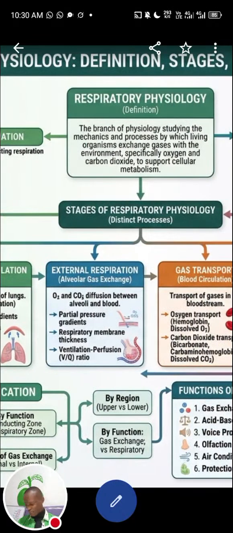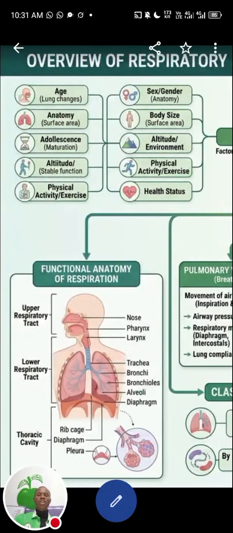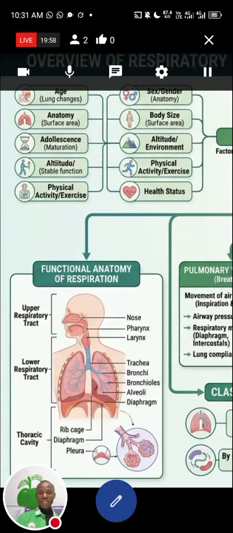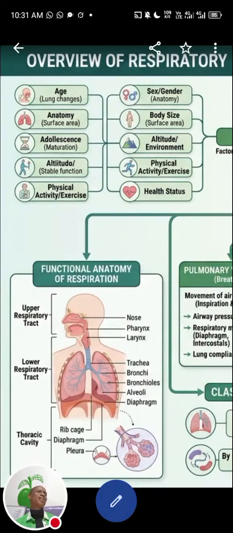Now, the next thing you want to look at is the functional anatomy of respiratory physiology. Now, this is too concise because this does not give us the functional anatomy as we want. After the nose is the nostril. After that, the pharynx. That pharynx is divided into three: oropharynx, nasopharynx, and laryngopharynx. Moving away from there, you also have the larynx. After that, you have the trachea.